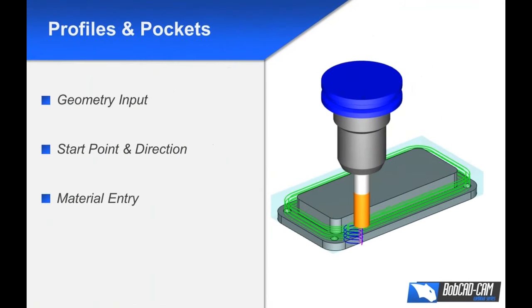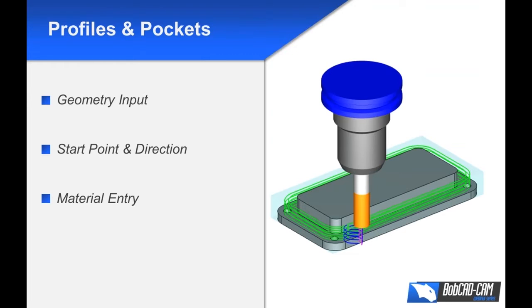I'm going to talk about 2 different types of toolpaths. I'm going to talk about profiles and pockets. These are common toolpaths. I mean, there's many to choose from, but I'm going to look at profiles and pockets, geometry input, what can you select, different ways to select, start point and direction control. You know, when you're profiling, if you have an open profile or closed profile, where the tool starts, what direction it's cutting in. When we're dealing with pockets, you know, where the tool starts with pockets.